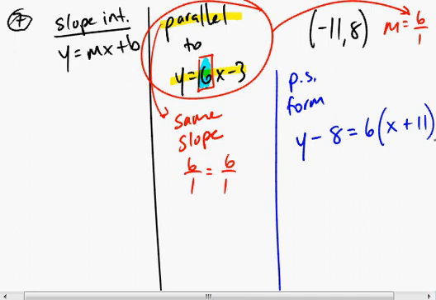Is that what we want the answer to look like? No, because that is point slope. Junior, what do we want our answer to be in? Not point slope, but slope-intercept. Very good. So we solve this for y. Y minus 8 equals 6x plus 66. Who said that? 66? Juan Carlos. Yeah. Very good.